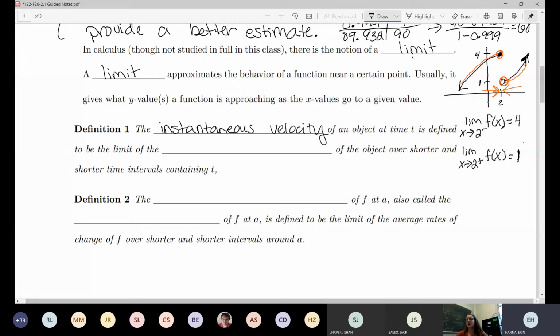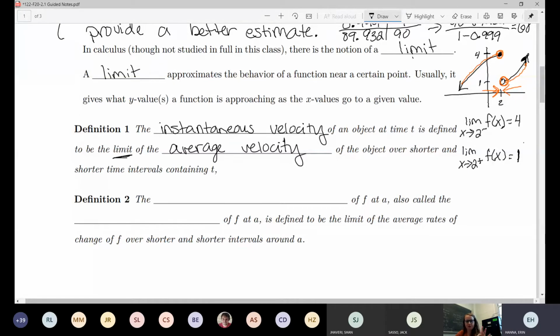I'm sorry. The instantaneous velocity of an object at time t is defined to be the limit, which is why we needed to talk about it, of the average velocity of the object over shorter and shorter time intervals containing t. Now I'm going to draw a diagram in a couple seconds that will hopefully demonstrate what I mean by that.